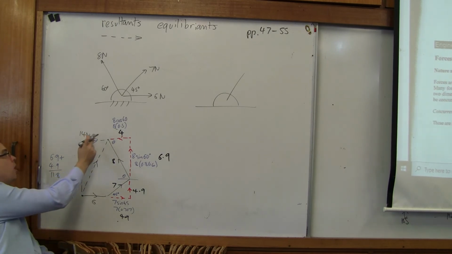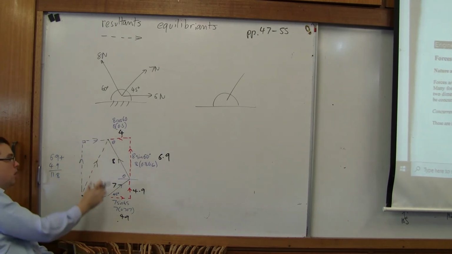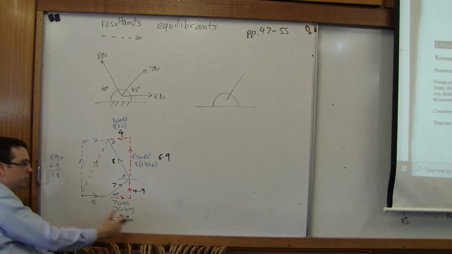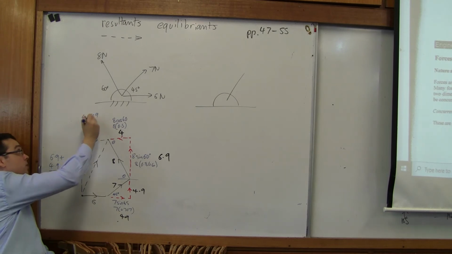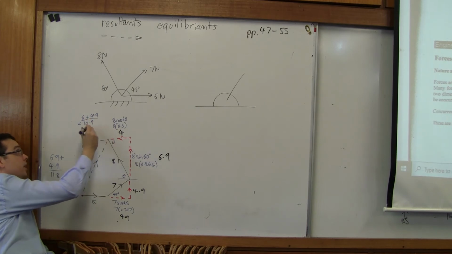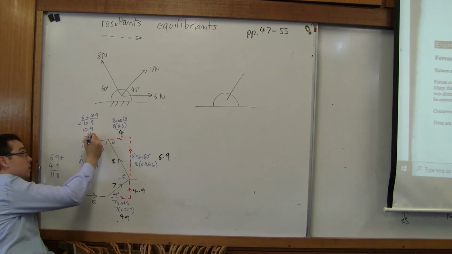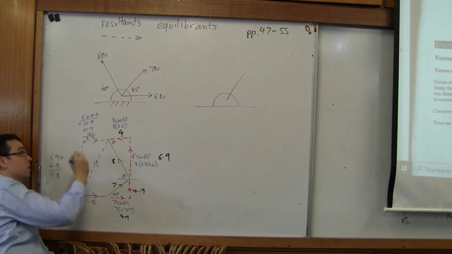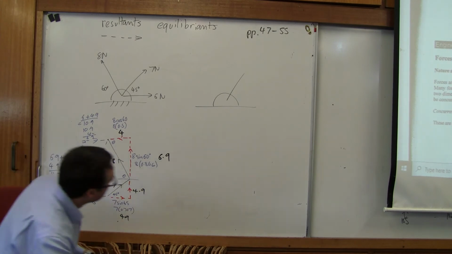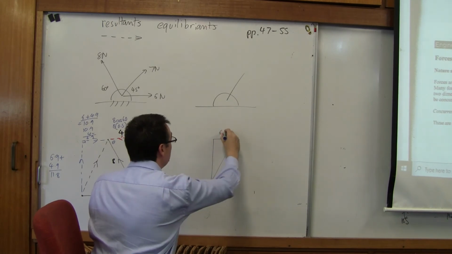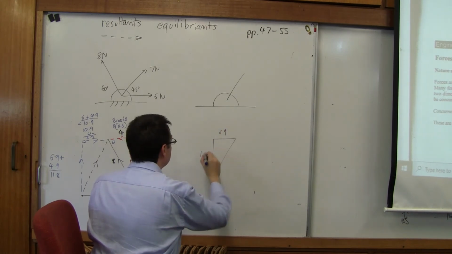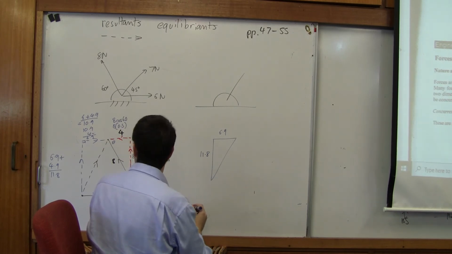Okay, and then how wide is the triangle? Well, how wide is the rectangle? The rectangle is 6 plus 4.9 equals 10.9. And then this one here is 10.9 minus 4 equals 6.9, yeah? Are we good with that? So let's draw that over here. Our resultant is going to be 6.9 versus 11.8. We good with that?